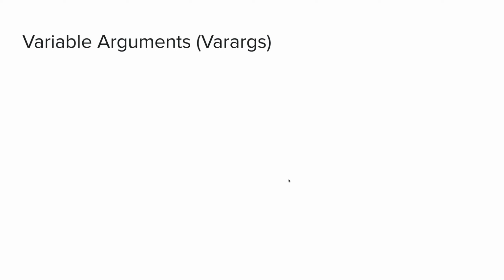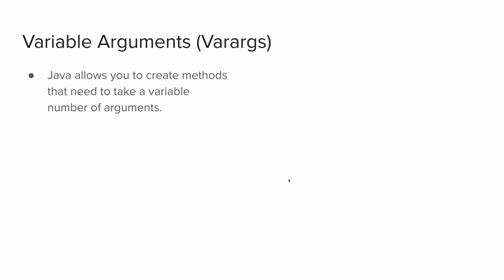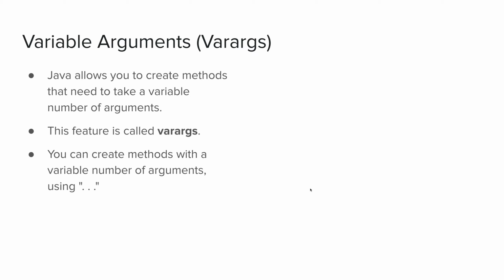Talk about variable arguments. Java allows you to create methods that take a variable number of arguments. This feature is called varargs, short for variable length arguments. You can create methods that take varargs with three dots, so three-dot notation. Let's see this example.